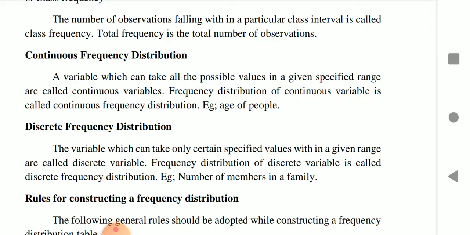Then what is a continuous variable? A variable which can take all possible values in a given specified range is called a continuous variable. For example, age. Age is one of the variables. The age may take any value, for example the age of students in a school, from 1st standard to 12th (plus 2) standard. That may range from 5 years to 17 years.